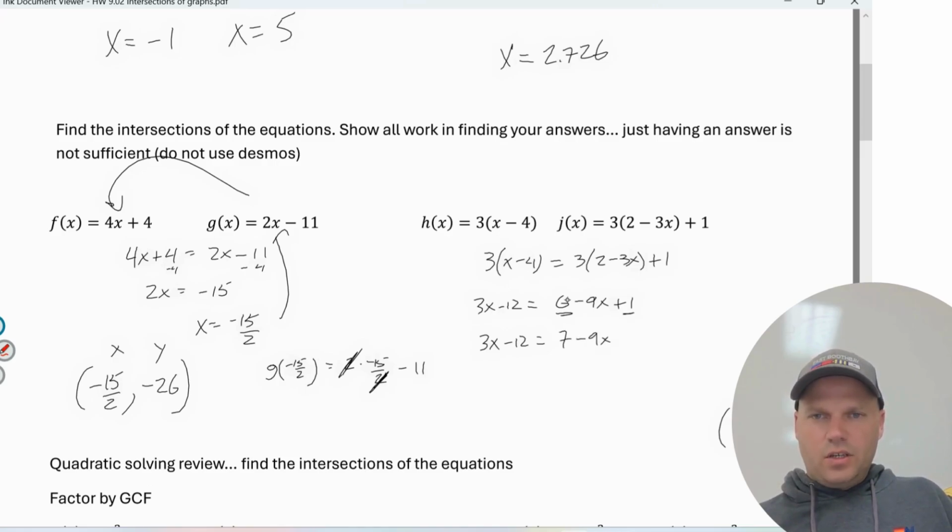Don't subtract 6 and subtract 6. Combine the 6 and the 1. I will add 9x to give me 12x. I will add 12 to give me 19. So x is 19 twelfths.